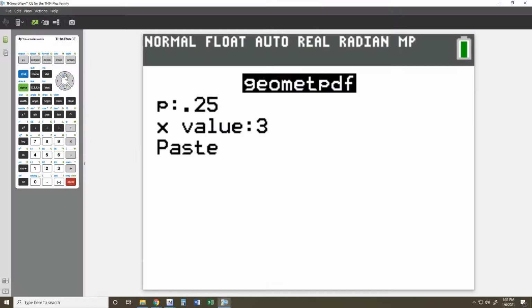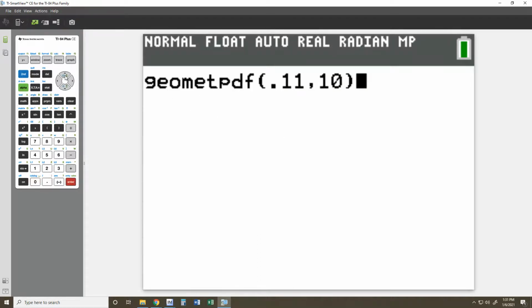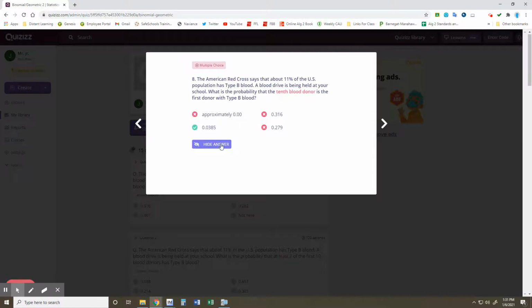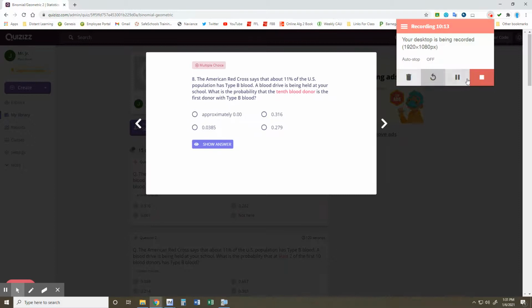Now, 11% chance getting it on the 10th trial. Let's see. Looks like 0.039, give or take. 0.039. Yep, and there indeed is the answer that we're looking for.